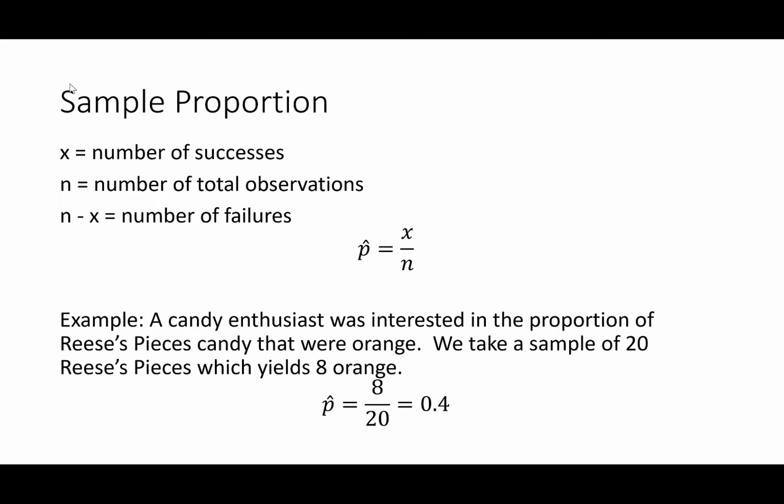In this quick example, a candy enthusiast was interested in the proportion of Reese's Pieces candy that were orange. They took a sample of 20 and 8 were orange. Typically Reese's Pieces, for those of you that don't know, come in orange, brown, and yellow. So our successes were 8, our total number of observations or trials was 20, and our failures would be 20 minus 8, or 12. Now, what we're going to be interested in is something called the distribution of sample proportions. Let's see what I mean by that.